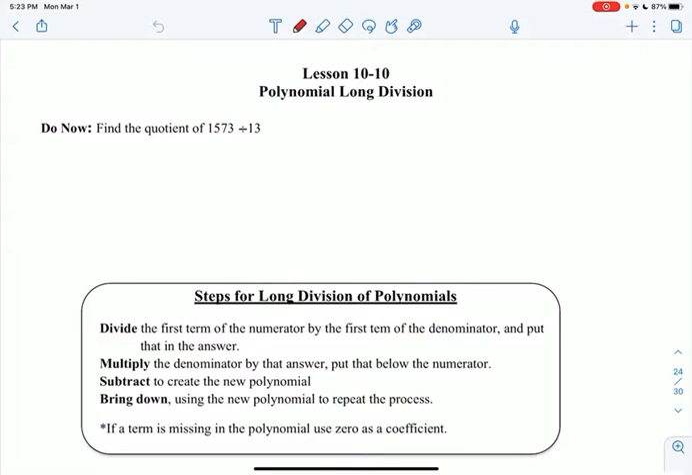Hi Algebra 2, this is Unit 10, Lesson 10, and today we're talking about polynomial long division. So we're going to start off just by doing a regular long division problem, just to make sure that you remember how to do this.